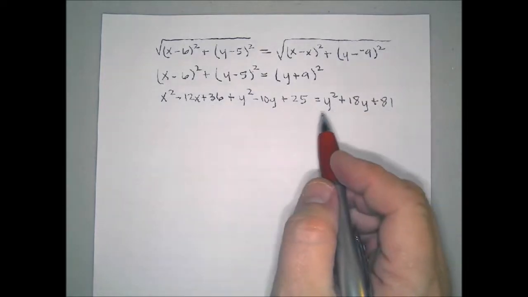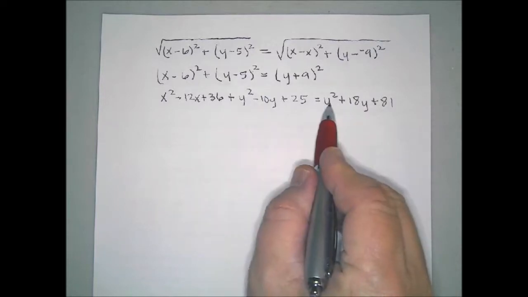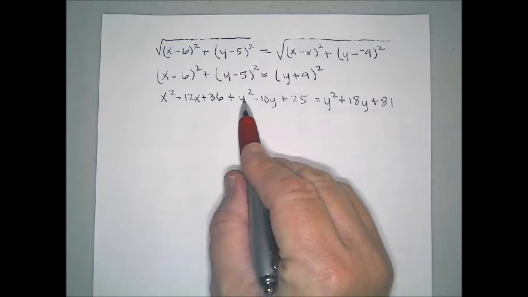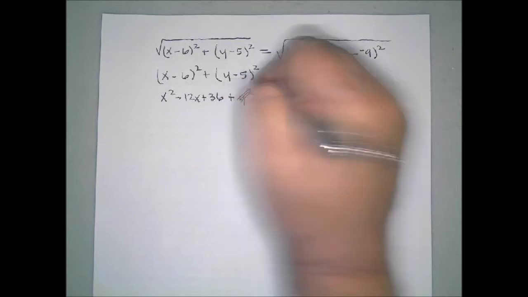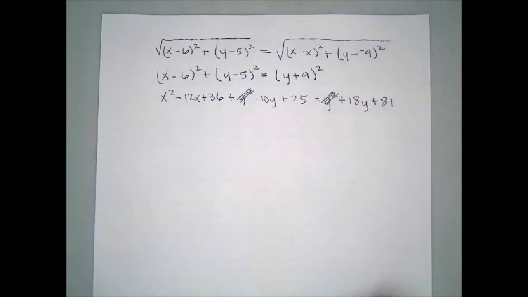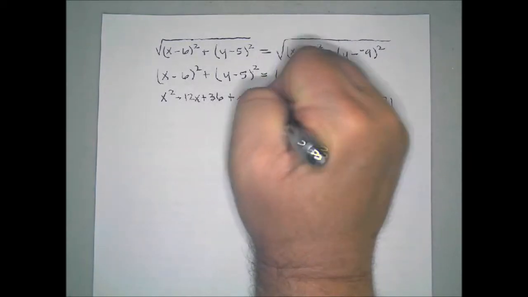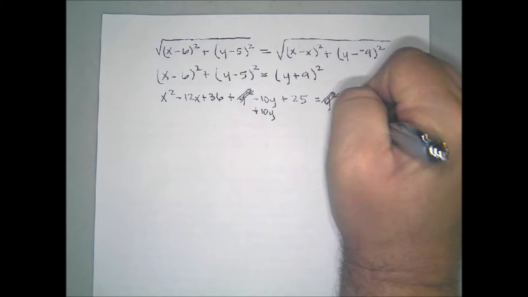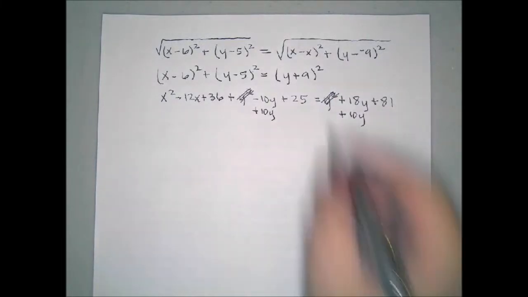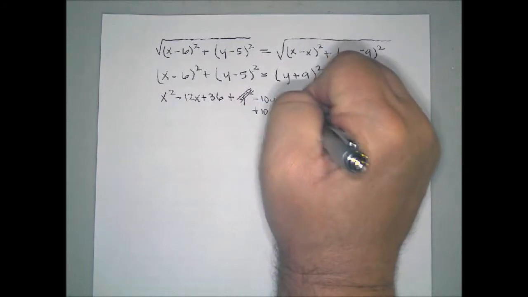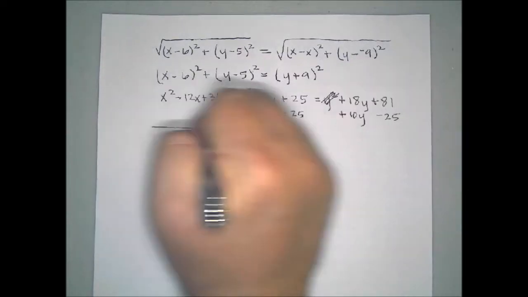So I just did a lot of foiling in my head. Now, I've got y squared over on this side and y squared over on that side. If I tried to move this one over there, they would both cancel each other out. So I'm just going to do this. I'm going to add my 10y here, and I'm going to add my 10y right here. Notice I don't have any more y squareds in the problem. And I'm going to subtract 25 right here, and I'm going to subtract 25 right here.